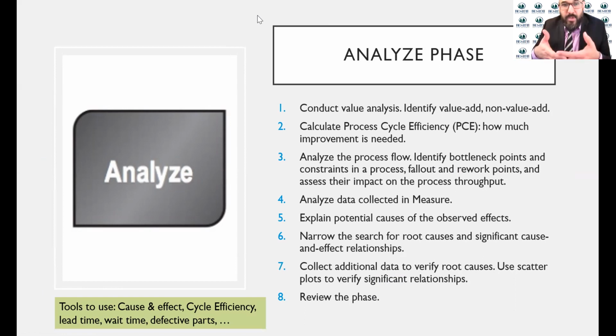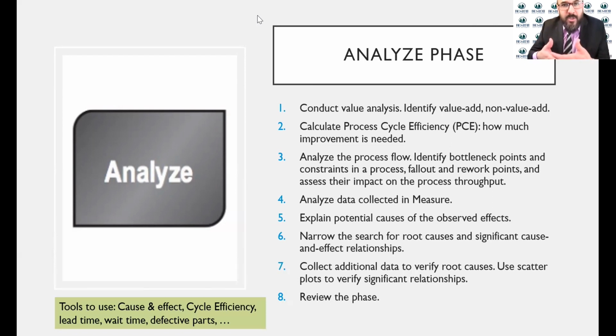When you do the analysis, you need to look into the value added, these activities that add value to the customer, and these activities that do not add value to the customer, and that is where you want to remove them from the process. Process cycle efficiency. Look into the takt time, for example.